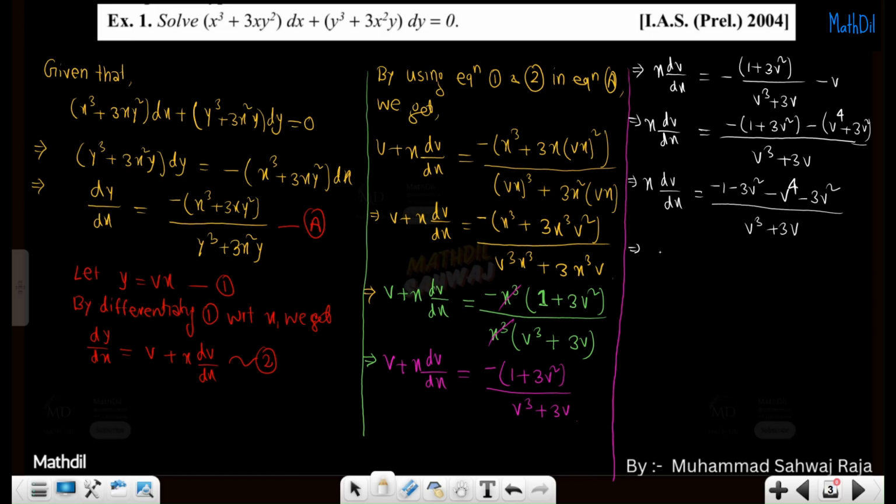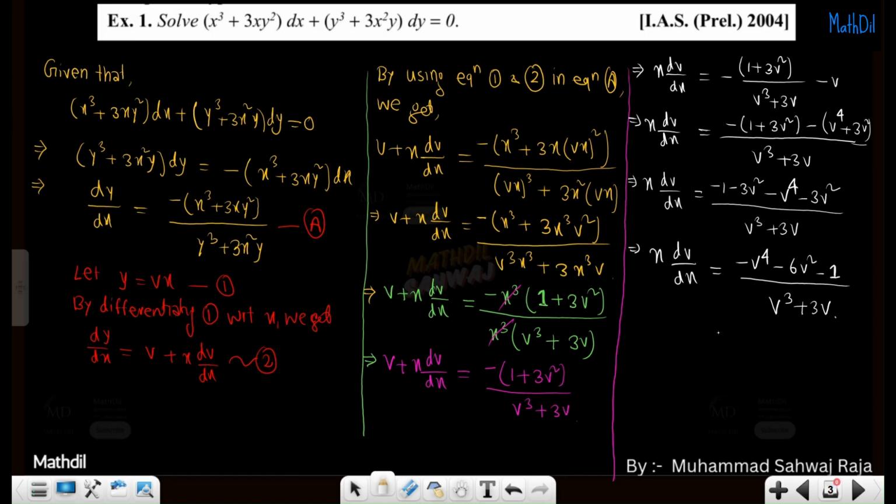Now see, x dv/dx will be minus v to the power 4, minus 3v square, it will be minus 6v square, and this is minus 1, by v cube plus 3v, right? So till now we have this equation, right?